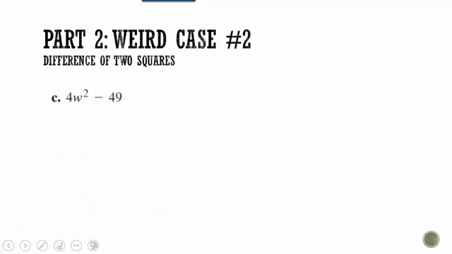So let's go back to this weird case here. Difference of two squares. You can do this the long way, where you find two numbers, they have to add to make what's in the middle, which is 0, and they have to multiply to make 4 times 49, which is 196. Because they have to add to make 0, they have to be exactly the same number, so we know we can just take the square root of it, and it's 14. One's got to be positive, one's got to be negative.